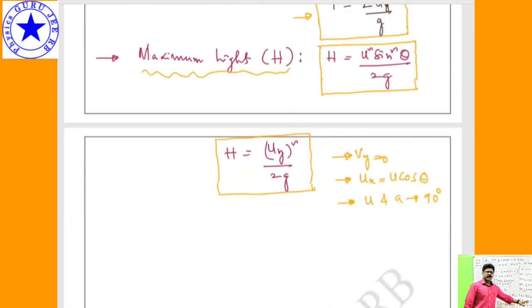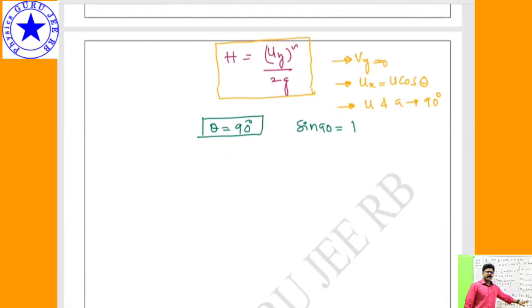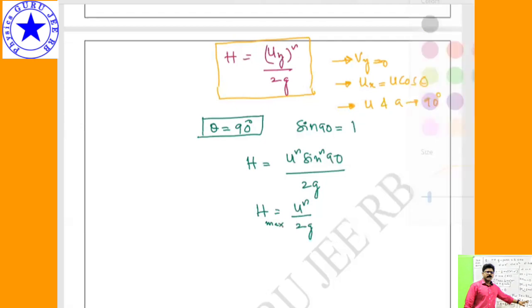Fine. If I substitute theta equal to 90 degrees, how much is sine 90? Can anybody tell? Sine 90 value, yes, it's nothing but 1. That means at that point we'll get h, very good. h is equal to u square sine square 90 divided by 2g, or h equals u square divided by 2g. We can write this as the maximum. So maximum is possible when theta is equal to 90, in terms of the height reached from the ground.